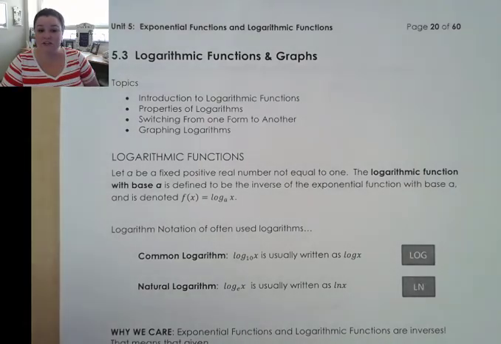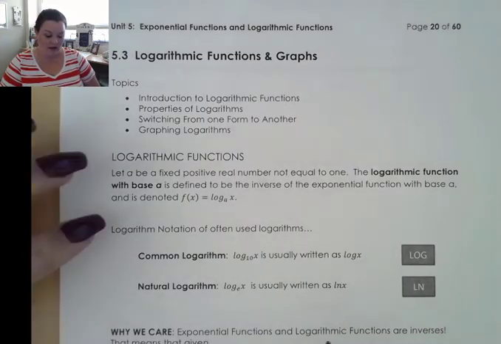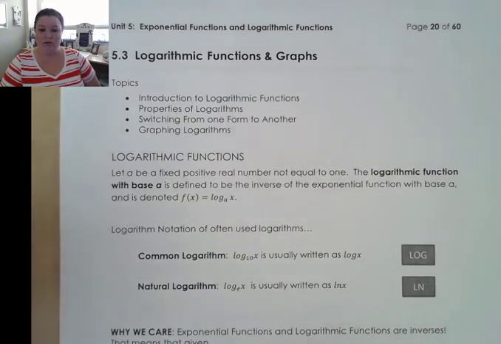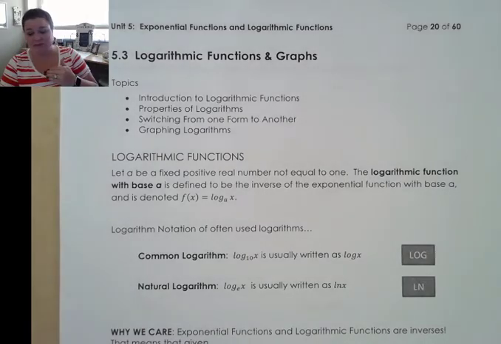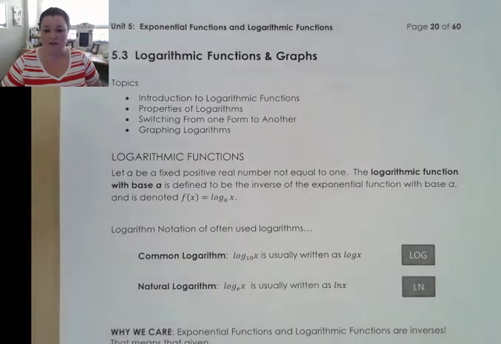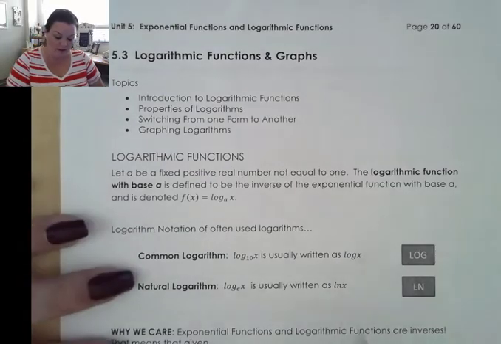All right, so for section 5.3, we're going to be looking at logarithmic functions and their graphs. And I want to show you how logs were created, basically, to be the inverse of exponential functions. So we're going to use that in such a way that logs undo exponential bases and exponentials undo logarithms. Okay, so first let's look at what they look like and some of their properties.